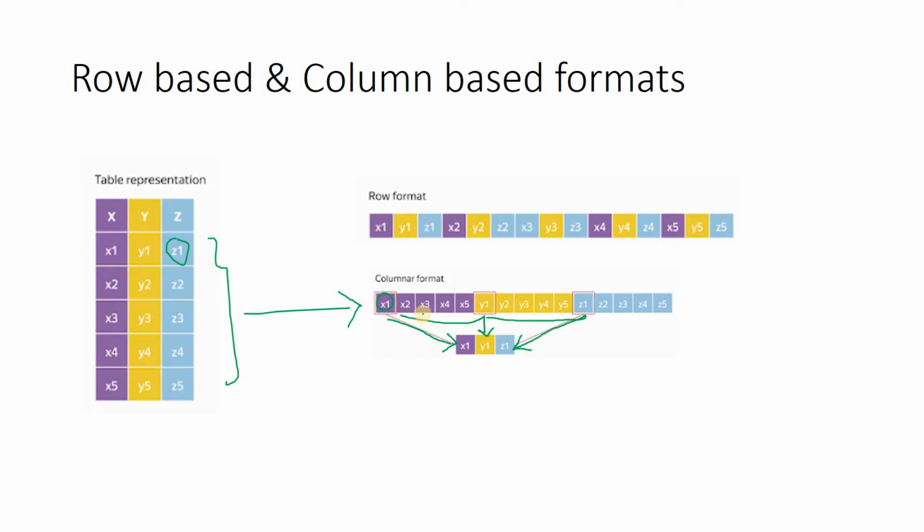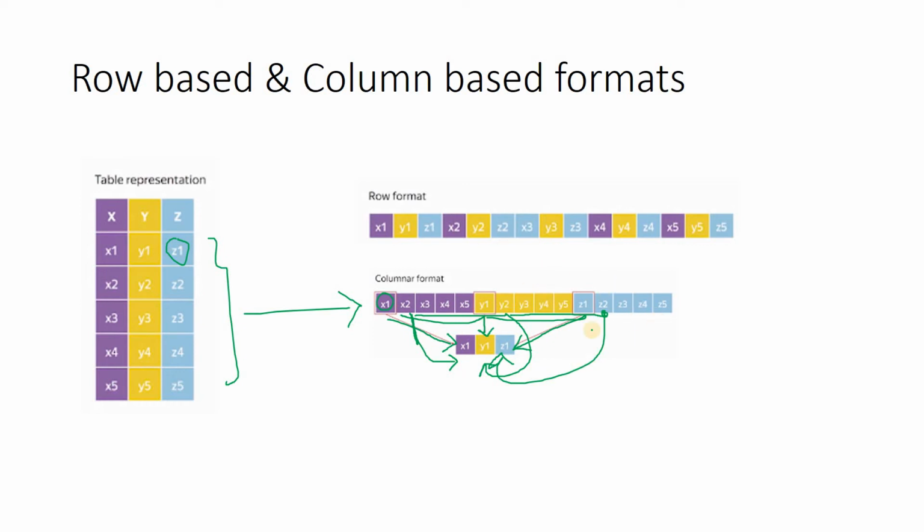Similarly for x2, it will again start scanning and take the x2 value here, then it has to scan the complete part to get the y2 value and put it here, and then again scan the complete part to get z2 and write it here. So this way it becomes inefficient. If you are applying select star, this becomes problematic.